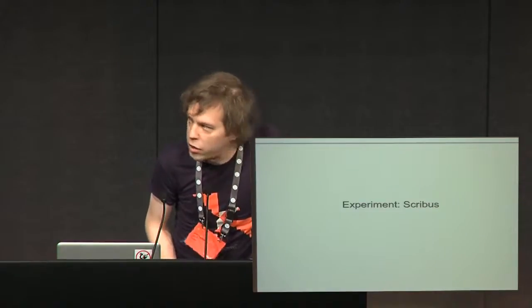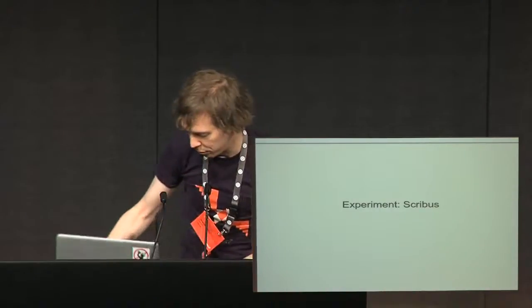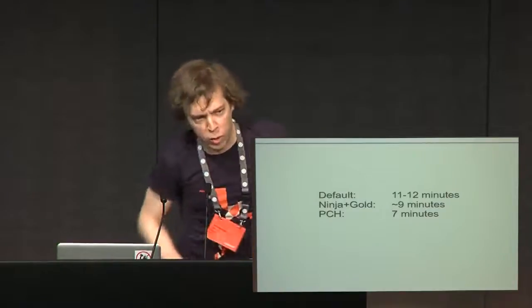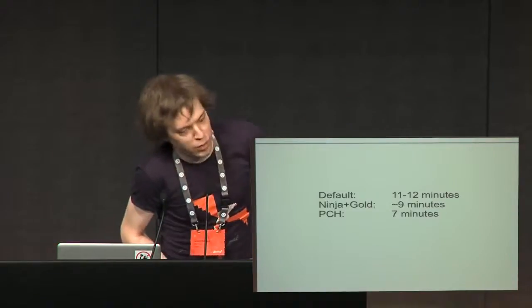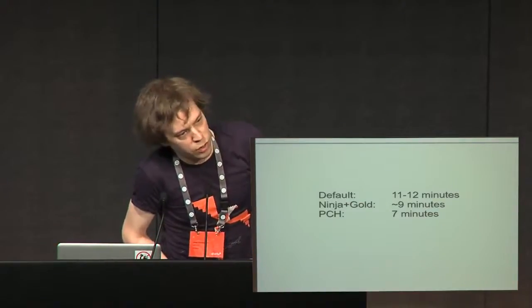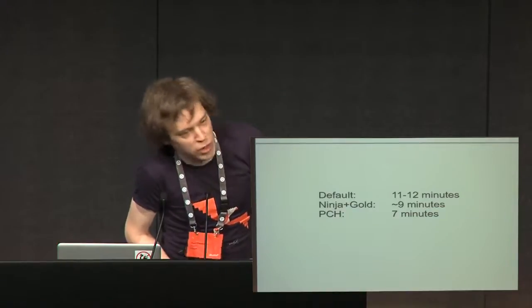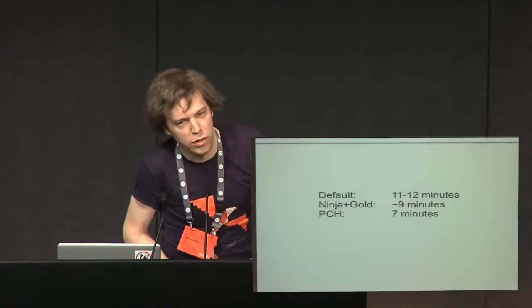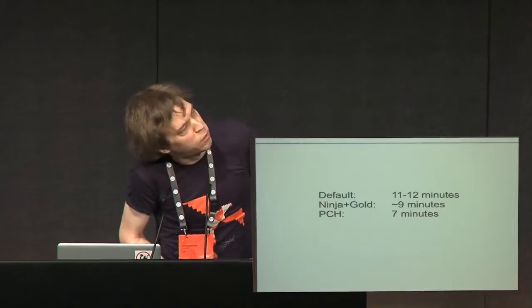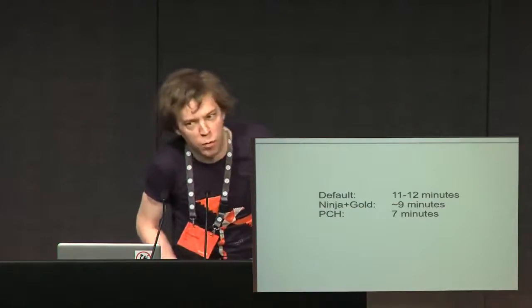Okay, so I did an experiment, and I took the Scribus desktop publishing application, which is fairly large, and compiled it with all this new stuff on this machine here. It has about 4 cores, relatively fast. When you compile it out of the box, it takes 11 to 12 minutes. If you use Ninja and Gold, it takes 9 minutes, and then you add precompiled headers to that, and it's 7 minutes. This is 40% time saved on compile speed.